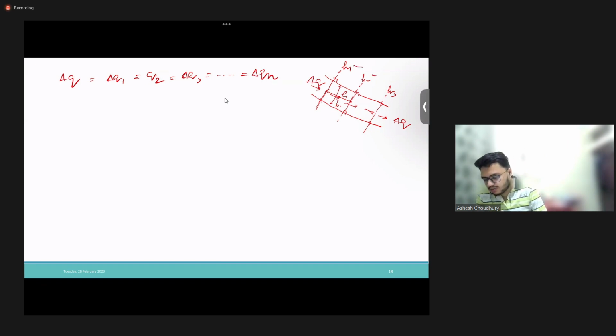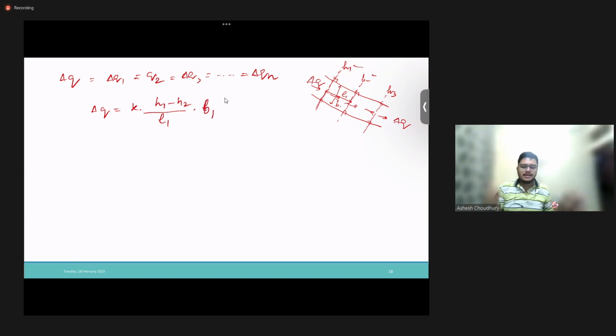Now we can write this del q as k into (h1 minus h2) by L1, into b1. What is q? Q is kiA. K is my hydraulic conductivity, i is the hydraulic gradient, and A is the area. We are considering the out-of-plane direction as unit length. So my area is nothing but b1 into 1.